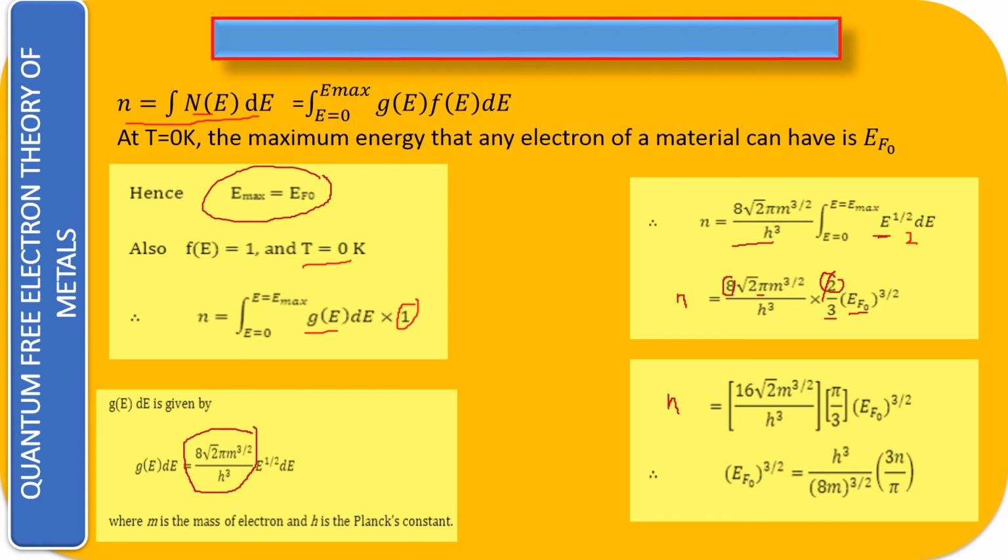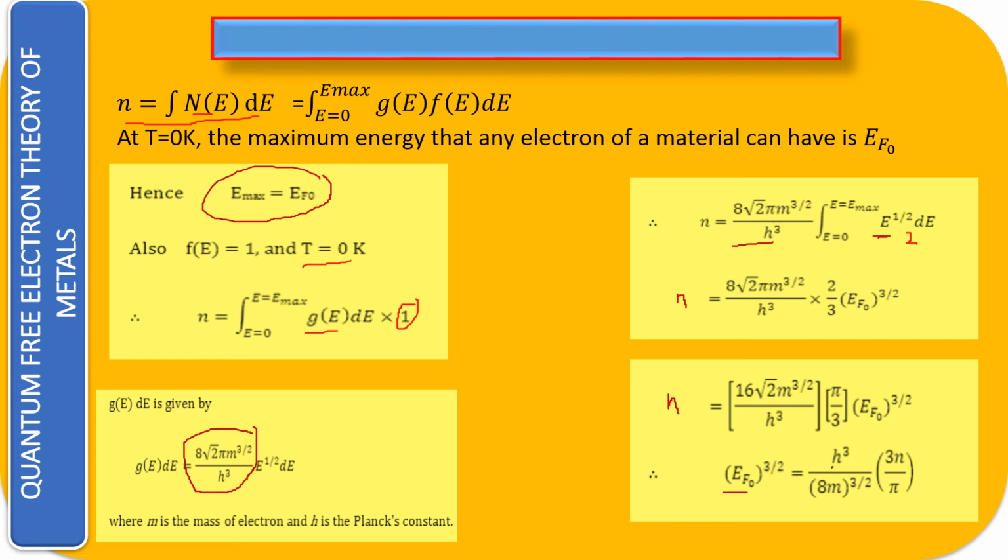All right, this I am deleting so that you will have clarity in seeing the video. Now EF naught will be equal to how much? Just rearrange this equation. All these things will come on this side, and EF naught to the power 3 by 2 is there. If it goes to this side it will become 2 by 3. By taking that rearrangement, this value is coming out equal to h upon 8m whole to the power 3 by 2 into 3n by pi. This is your Fermi energy at 0 Kelvin. This is the value of your Fermi energy at 0 Kelvin.